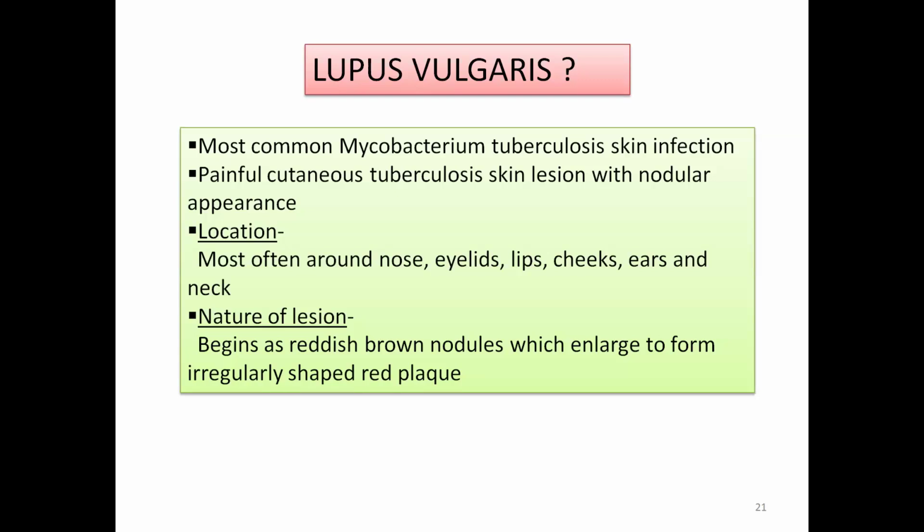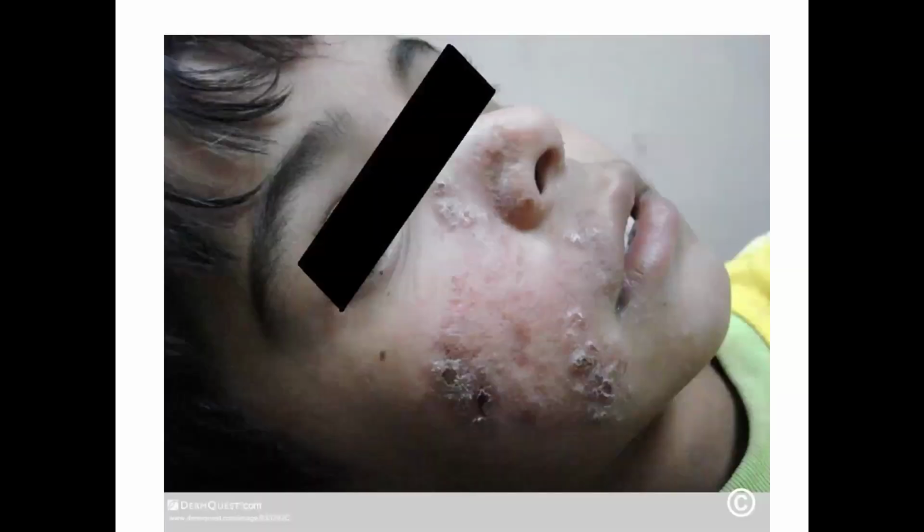Here, the Kapala kushta features can be correlated with lupus vulgaris, a Mycobacterium tuberculosis infection, a painful cutaneous tuberculosis skin lesion with nodular appearance. Most often around the nose, eyes, lips, cheeks, ears, and neck, we can see the lesion begins as red nodules which enlarge to form irregularly shaped red plaques. So, certain lesions.